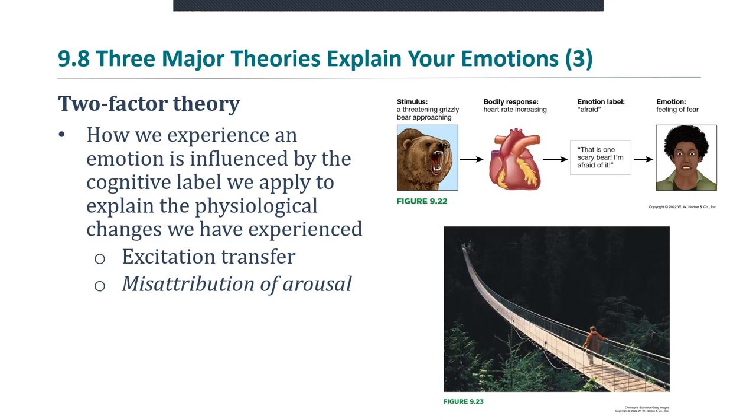Excitation transfer is when you transfer bodily excitation or bodily arousal from one source onto another. And then you would have a misattribution of arousal, meaning that you pick the wrong thing that was causing your body to respond. And so you end up feeling a different emotion than what you should be feeling in that situation.